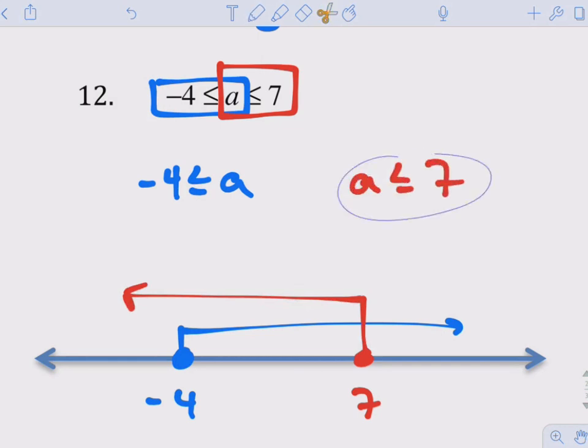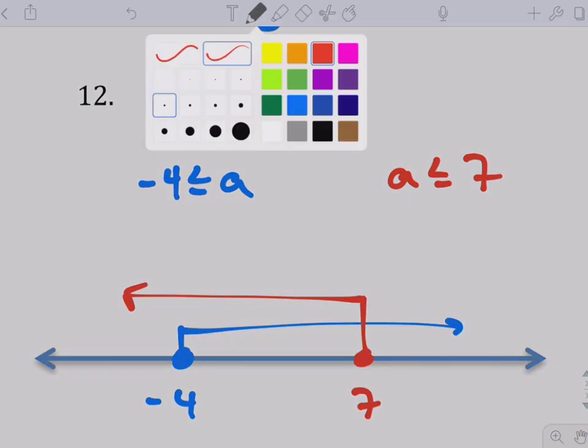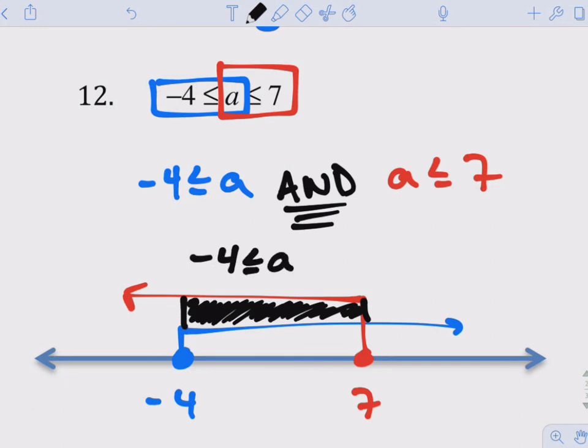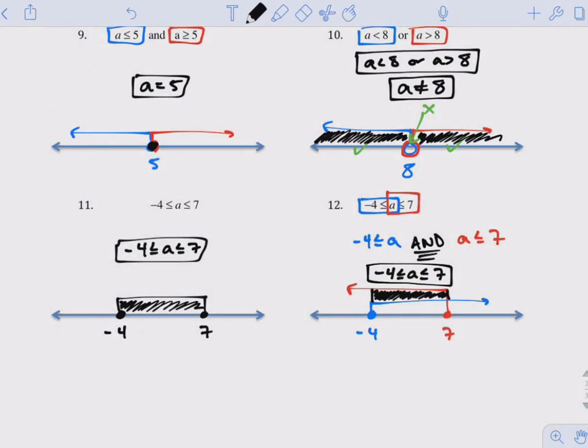Now, if both of those are happening at the same time and they are both true, that means that this must be an AND statement. So that's a really big deal. Now, this AND compound inequality, I bet we can find the solution set. It's going to be all these numbers in here that are shaded twice. And so we see that our shaded solution set and our statement of the solution set are one and the same, as they were for problem number 11.